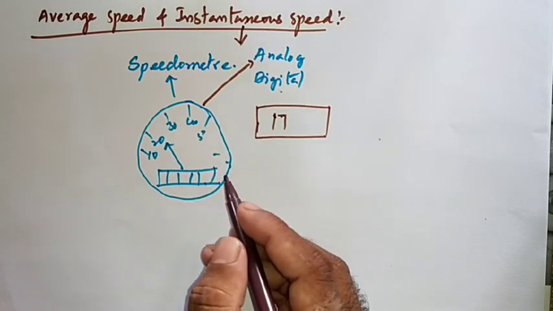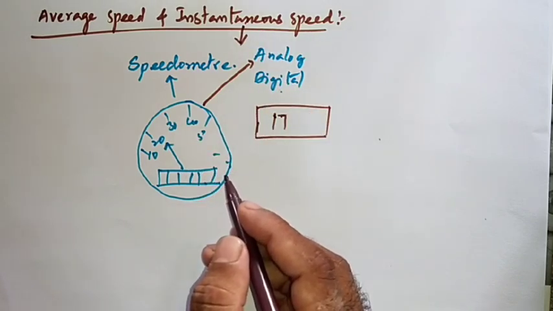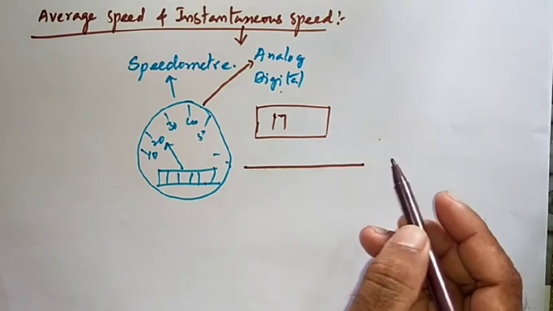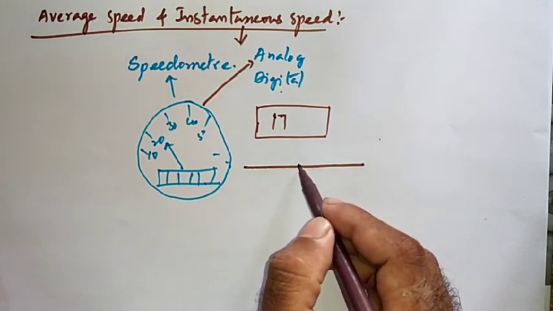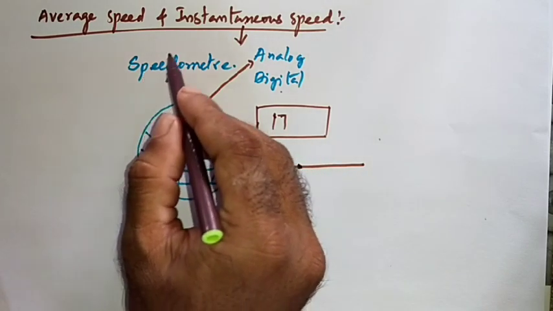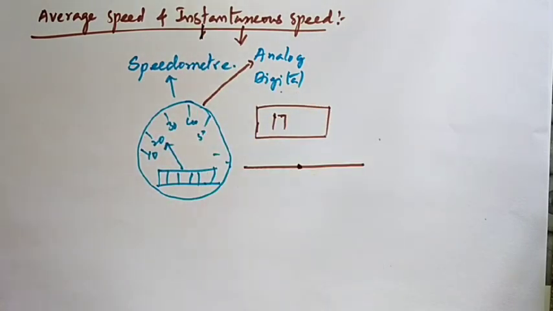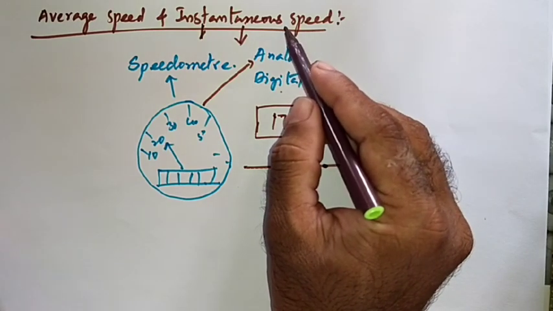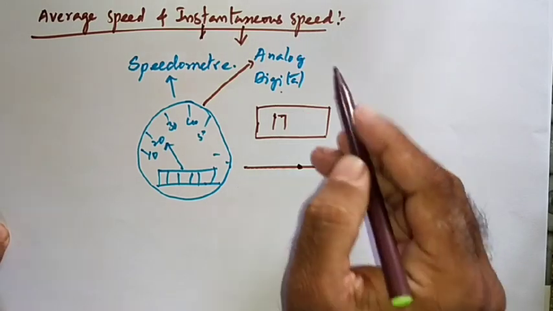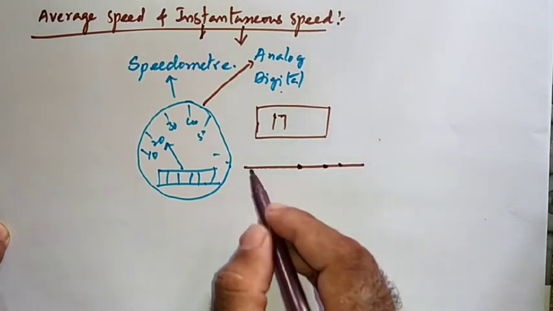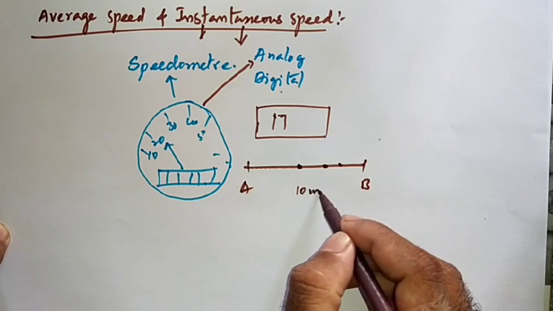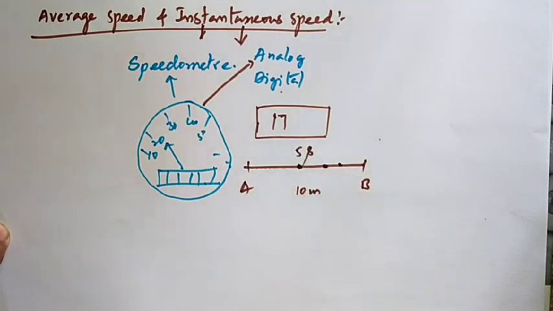What does instantaneous speed mean? At a particular point as you are going on the road, at this point what is the speed of the vehicle? That is called instantaneous speed. At this point, what is the speed of the vehicle? That is instantaneous speed. For example, now the vehicle is moving from A to B. It is 10 meters, and it traveled for 5 seconds.